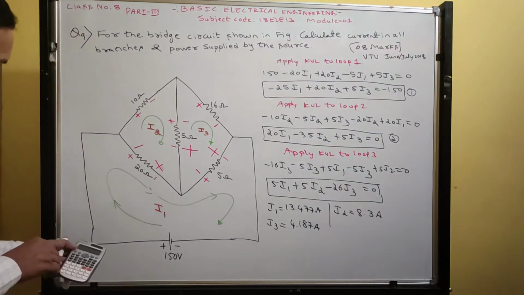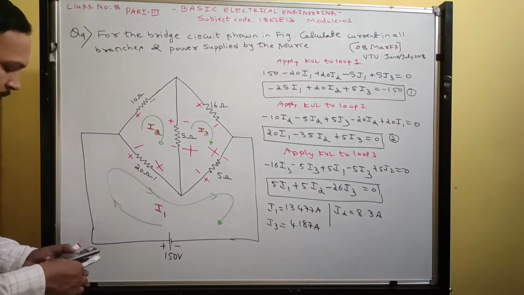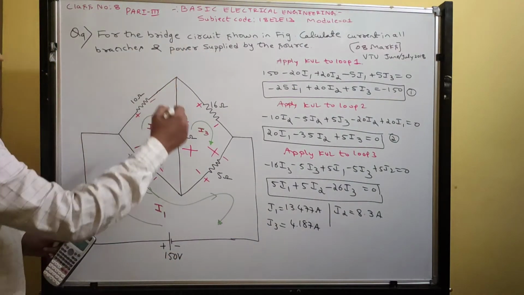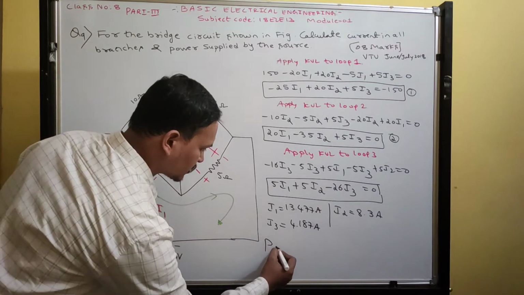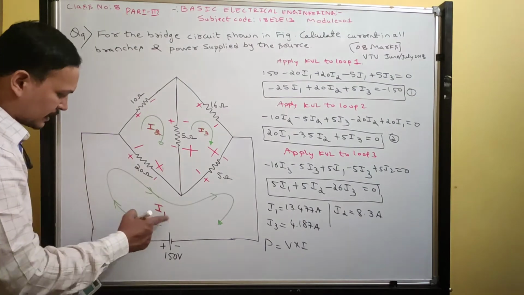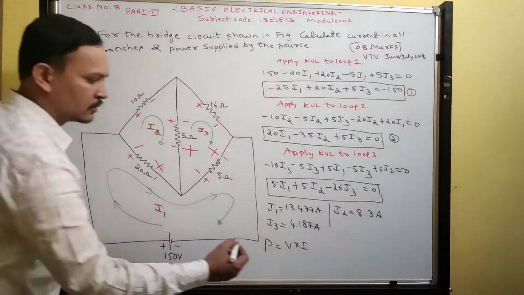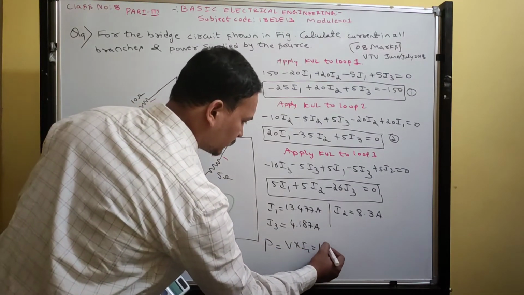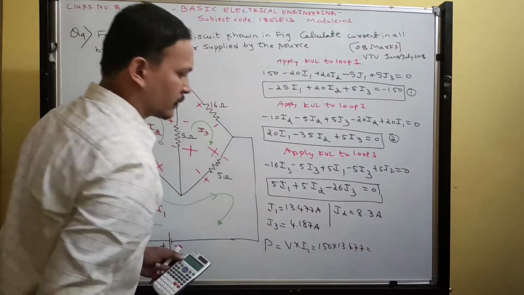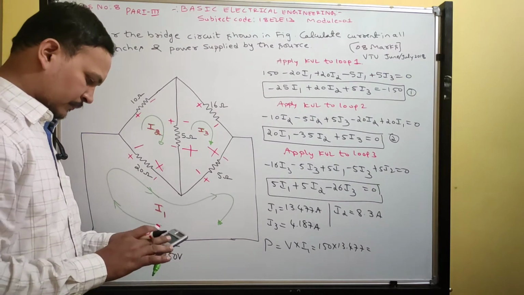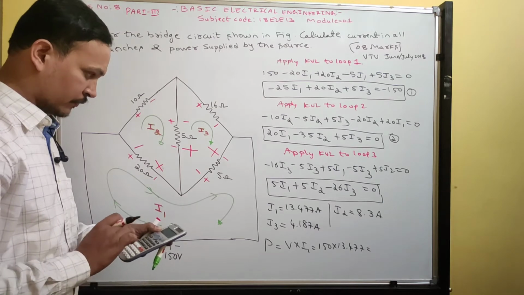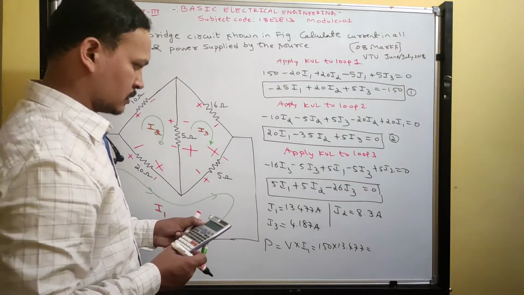Okay, so it is erased here. See now, they asked for the power supplied by the source. What is the power supplied by the source? Power is equal to, what is the formula? Voltage into current. What is the current supplied by the source? I1. Okay, V into I1. 150 into 13.477. How much do we get?